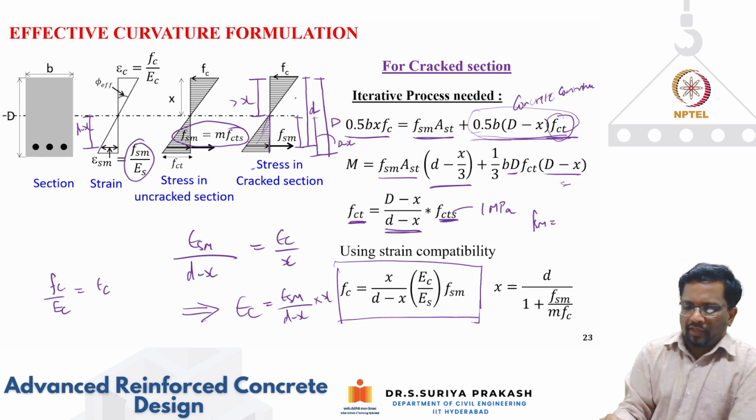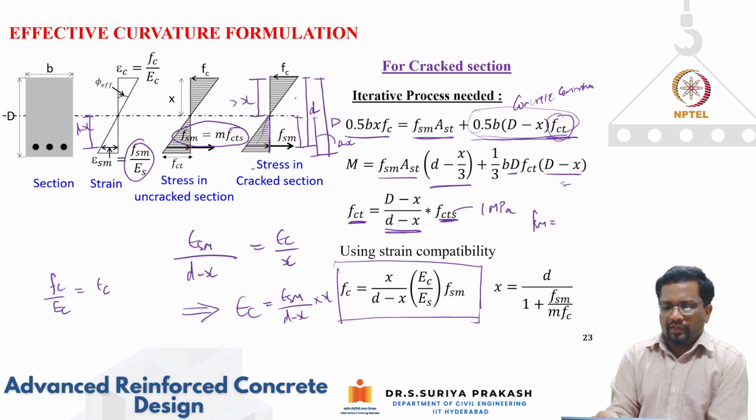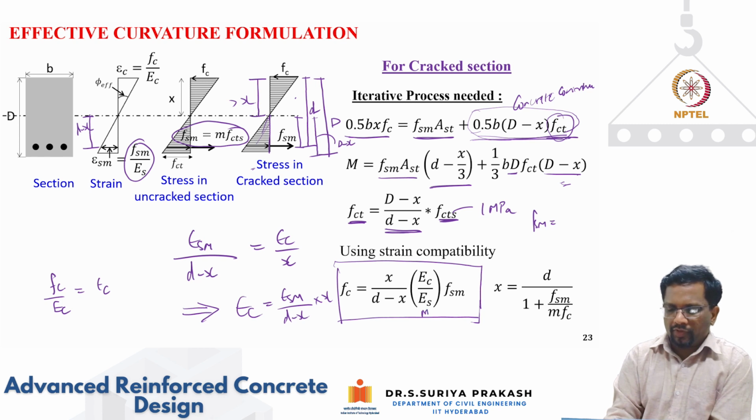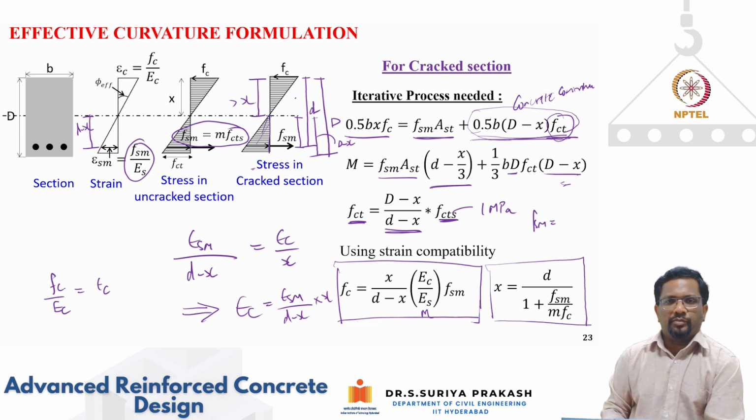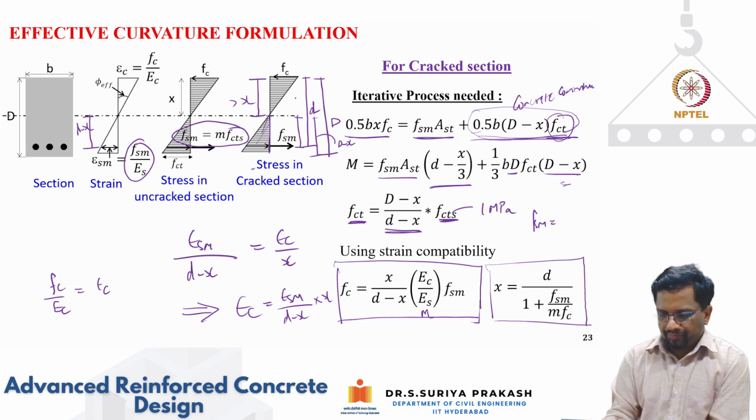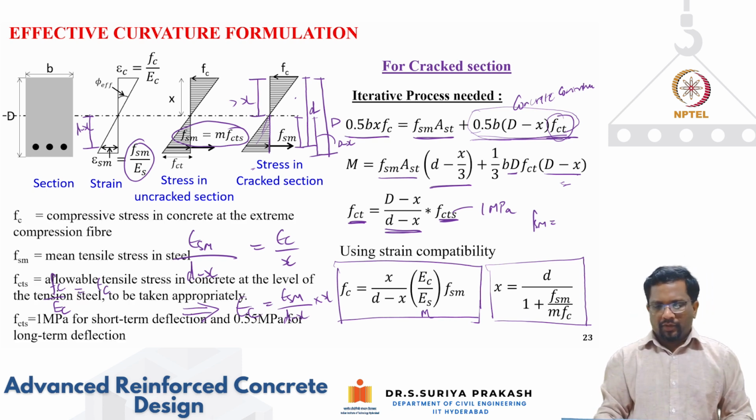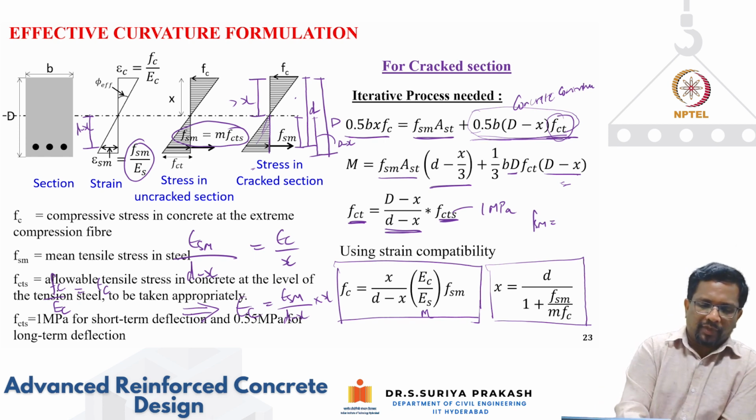So then when you simplify that, this is your modular ratio, right? So you can simplify that and find an expression for your x as d by 1 plus fsm by m into fc. All right. So do it in an iterative way, assuming values of xu and making sure that this happens, and then we can. Okay. So let's see what these parameters are.